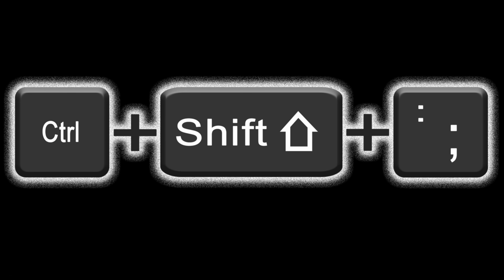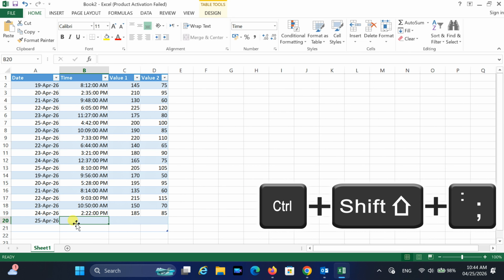Number 3. Ctrl plus Shift plus semicolon. Now press Ctrl plus Shift plus semicolon. This shortcut inserts the current time. Perfect for time tracking or logs.